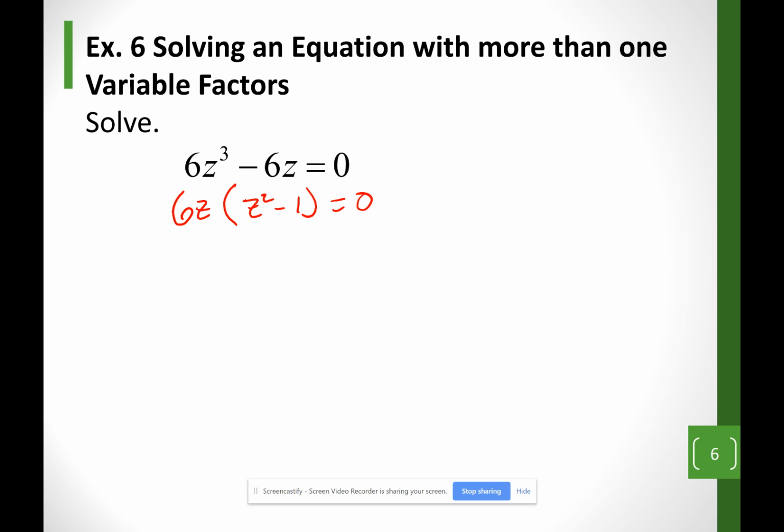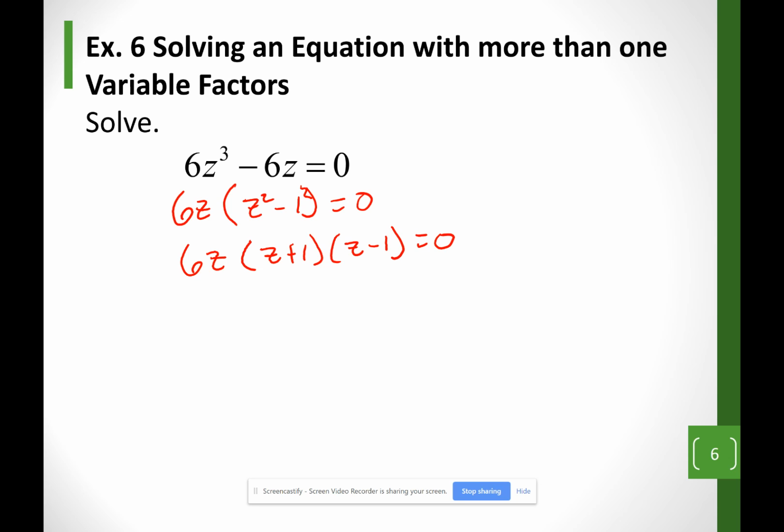Now, inside of the parentheses, z squared minus 1, I can see that as z squared minus 1 squared. So I am looking at the difference of the squares. So that parentheses, I'm going to be able to split. I have a 6z, which is what I have on the outside. My parentheses, I'm going to split it as z plus 1, z minus 1. All of this is equal to 0.